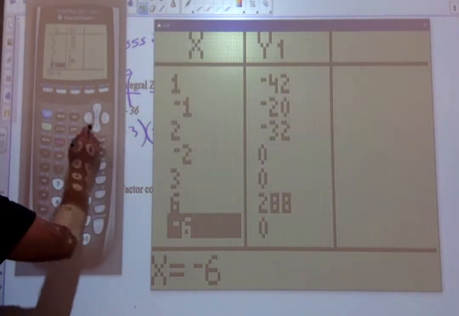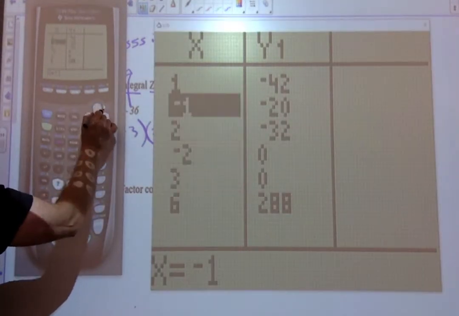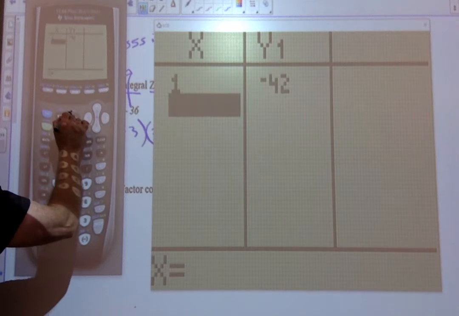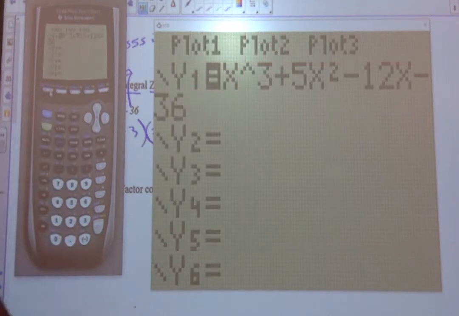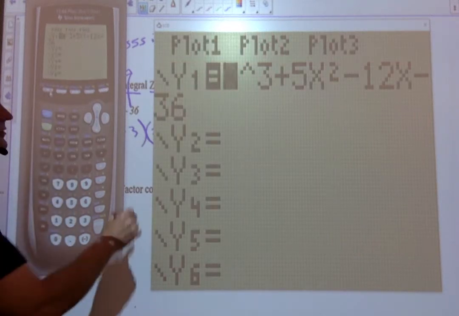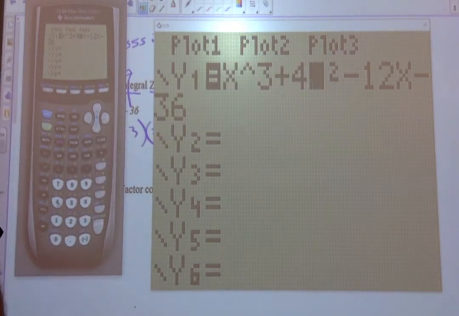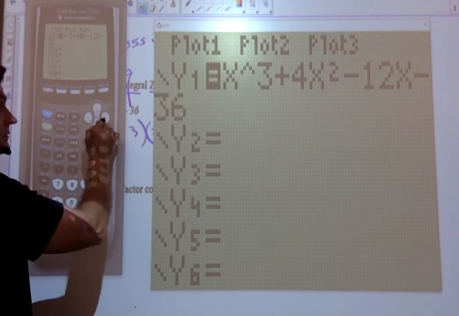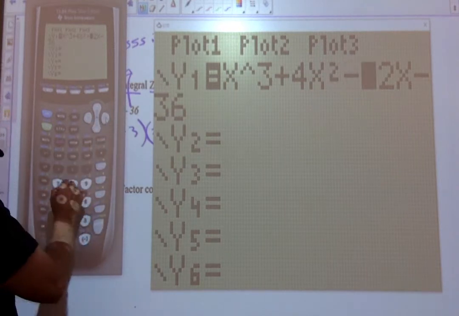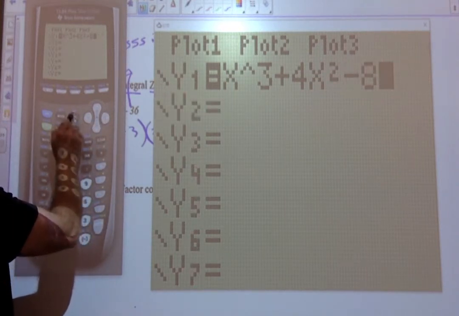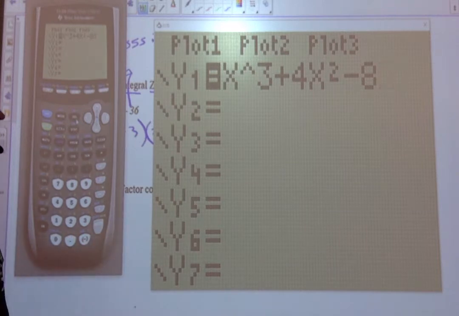Now the nice thing here is I can just go up and delete. All you need to do is I just need to change this. Okay, so it's x cubed plus, what was it, 4x squared minus 8. Delete, delete, delete. There, all I've done is I've just changed my polynomial.